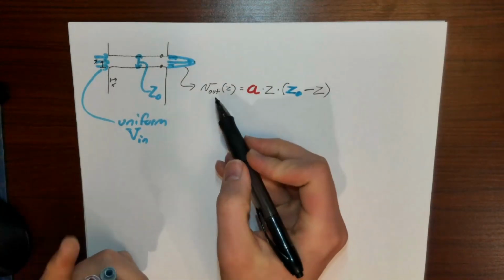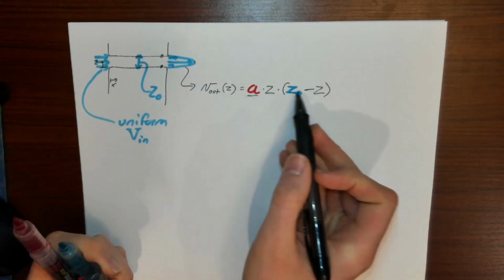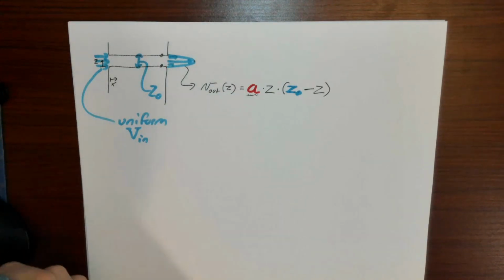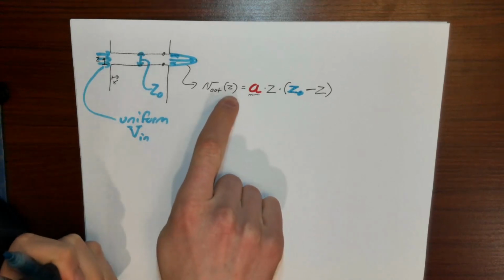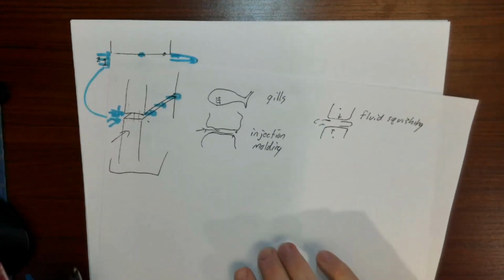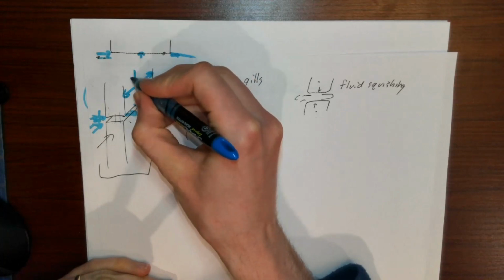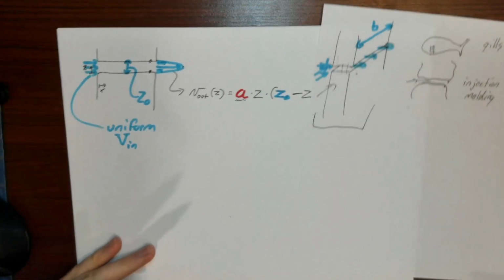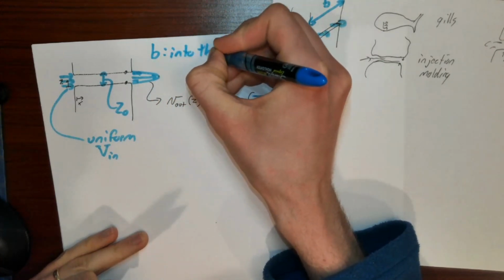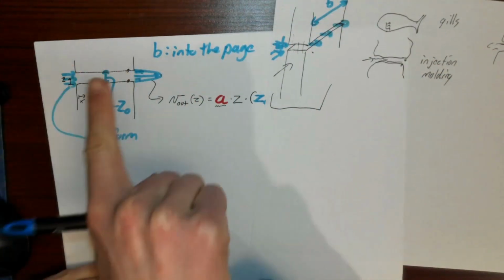So let's say some information about this outlet profile is known, but this constant out front that scales the whole profile is unknown. All right, so we have this uniform V in, this parabolic velocity profile out. Let's assume that if we go back to the 3D view here, this whole system has some width b. So we can basically say the system goes b into the page, right? It's basically some length b in this direction here.